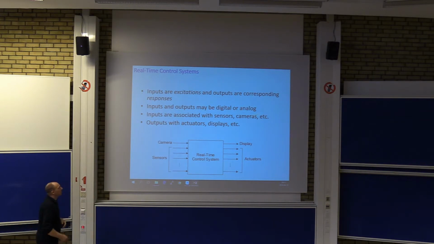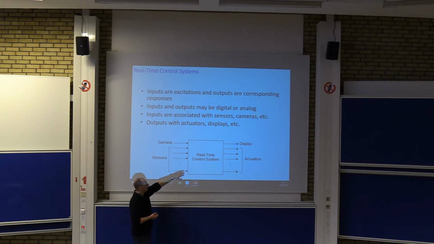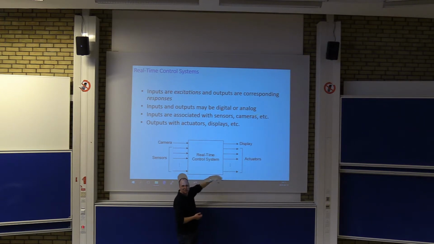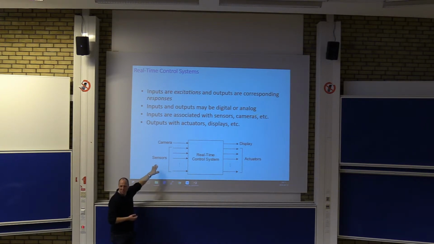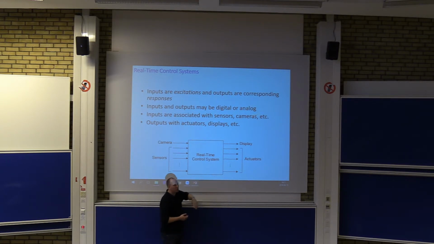Yeah, so we talked about real-time control systems. So you have inputs in the form of the different sensors, cameras, etc. You have the control algorithm, and then you control something. So for the Crazyflie, it was the IMU, then you have the control unit, and then you control the motors.